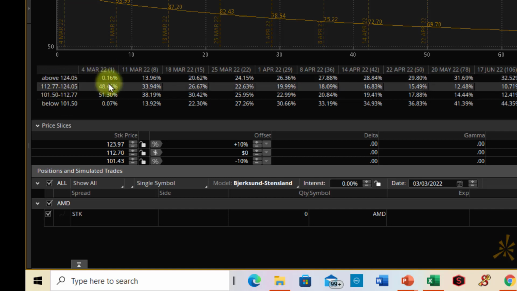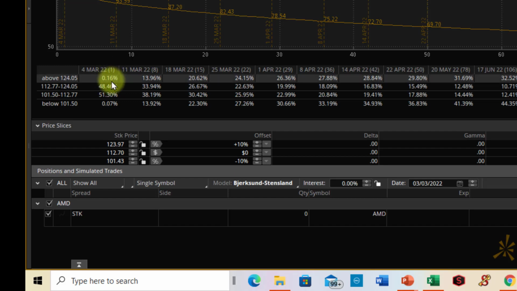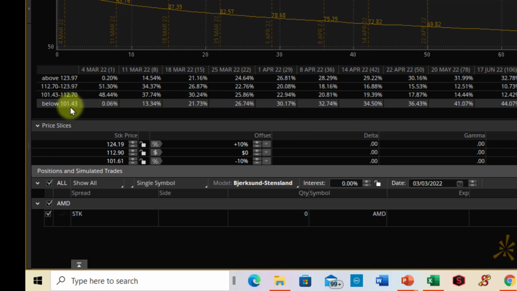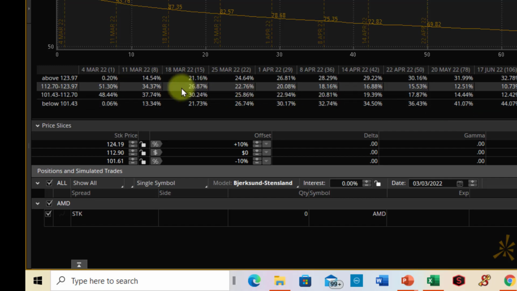With a very short time to expiration, 1 day, 0.16%. If we go to 8 days, it jumps to almost 14%. Then 20, 24, 26. Do you see how these numbers are increasing? And this is because we are allowing for more drift, just like we saw with the coin flips. Look down here below. We go from 0.06, 13, 21, 30. We're getting bigger and bigger numbers out here. But look in the center.